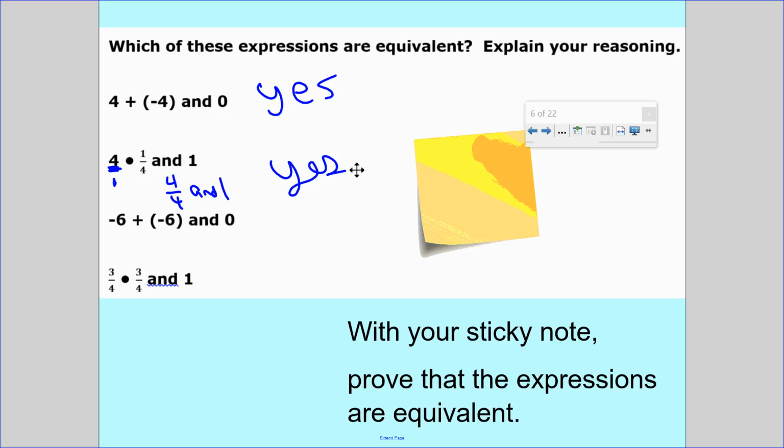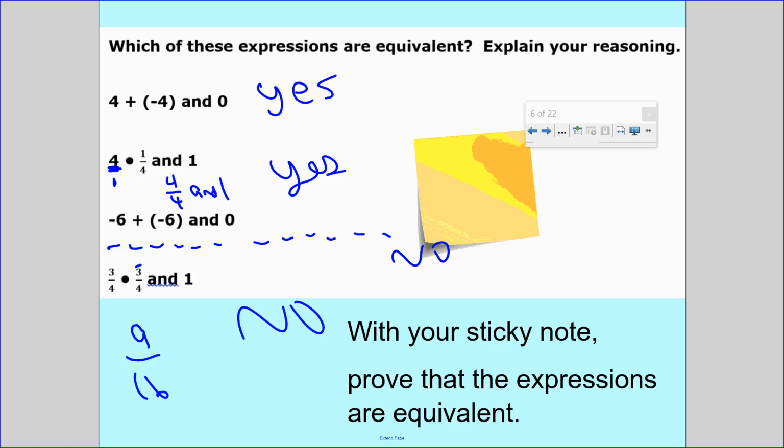What about the third one? -6, you add 6 more negatives to it. Well, that equals 0. And 3/4 times 3/4 is 1 whole? No, it's not. It's 9 over 16. No, they forgot to do the reciprocal here. And to get 0, they had to add -6 to 6.